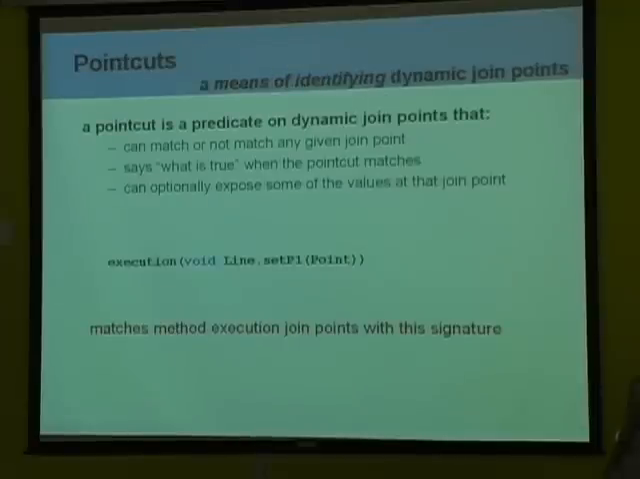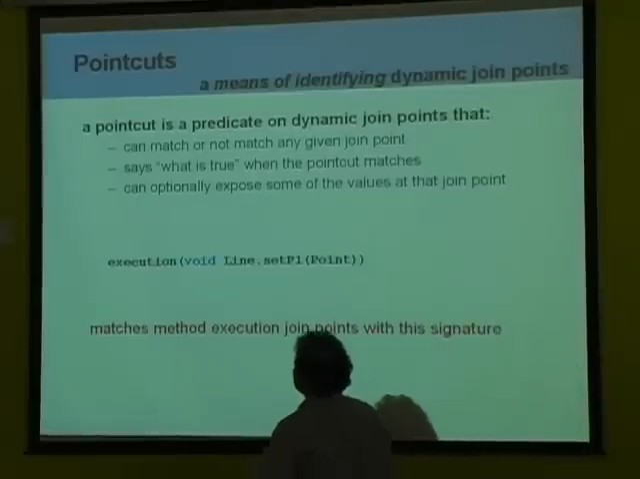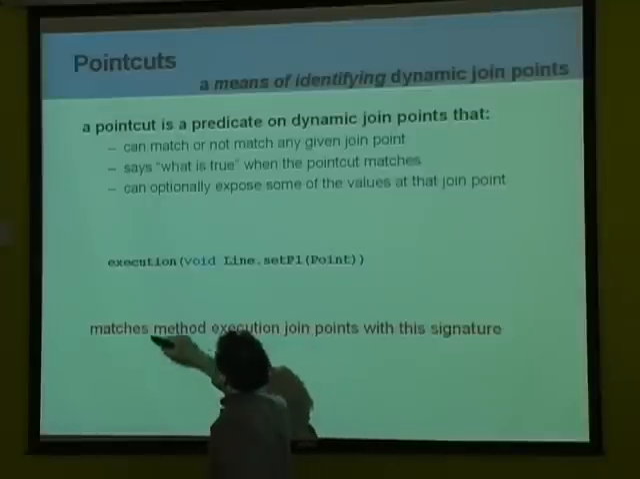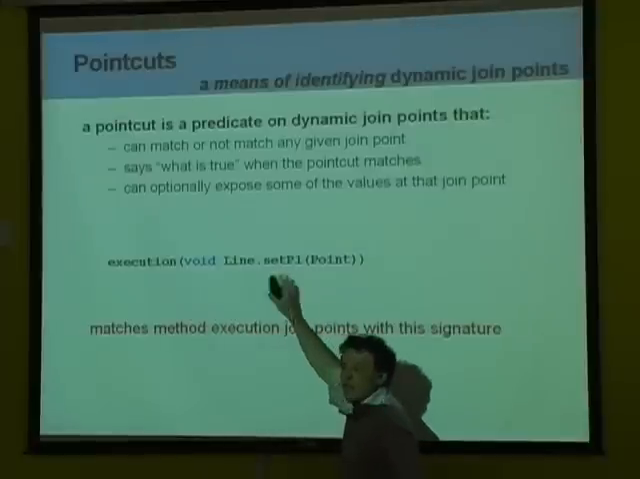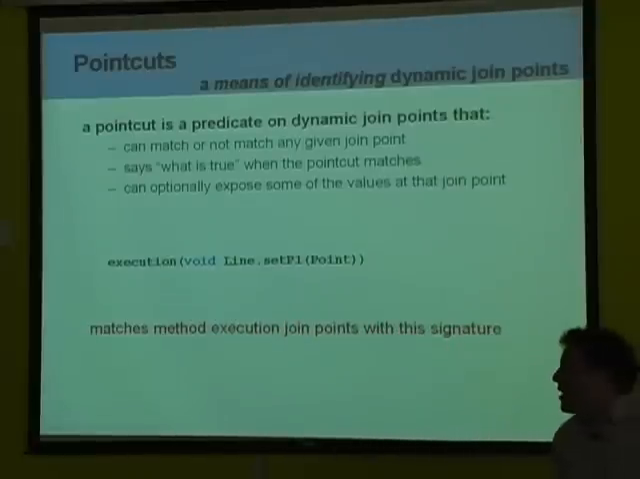Here's the thing that AspectJ adds to Java. So it's the first sort of explicit piece of language. It's called a pointcut. And what a pointcut is, roughly speaking, is it's a predicate that matches some join points. Right? Because a running AspectJ program is going to have billions and billions of join points all the time. This pointcut matches only certain ones. In particular, it matches join points that are method executions and are executions of this particular method. So that matches every join point where the setP1 method's running.